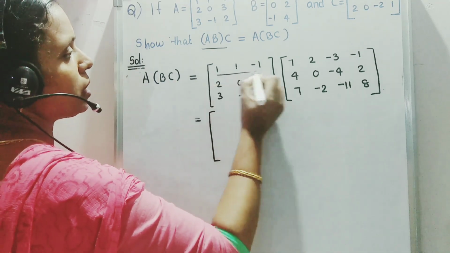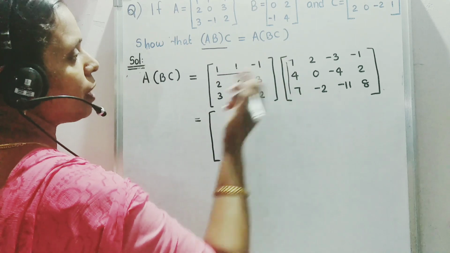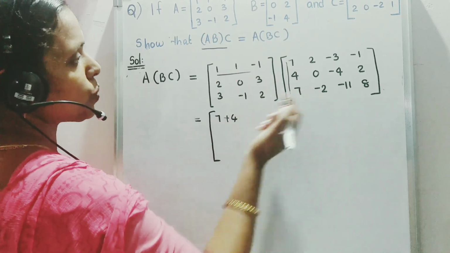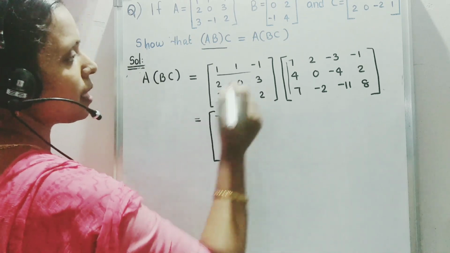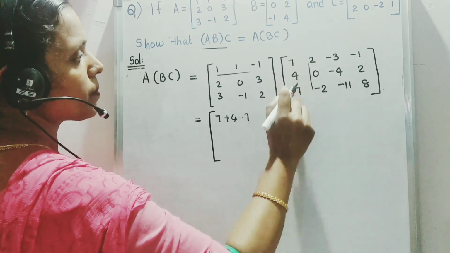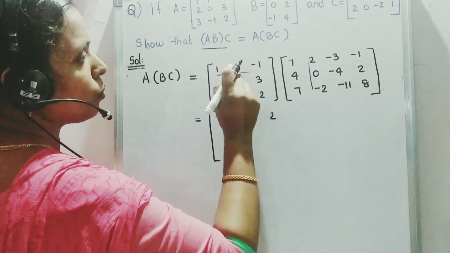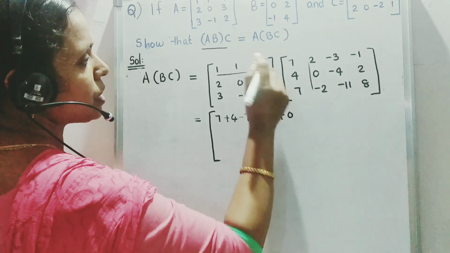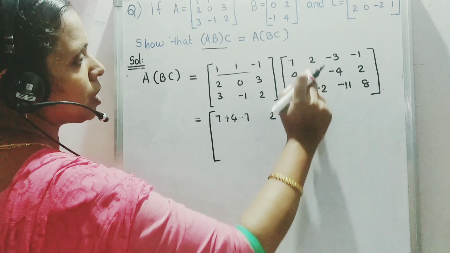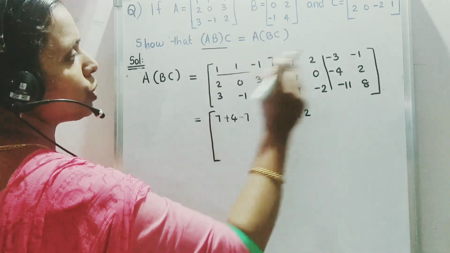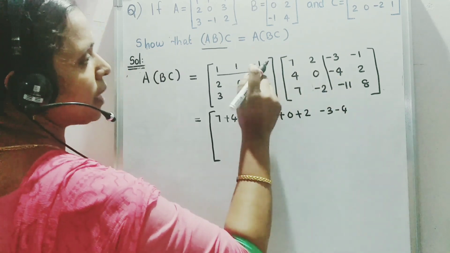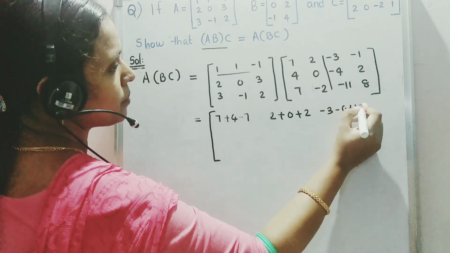Multiply first row with first column. We get 1 into 7, 7. 1 into 4, plus 4. Minus 1 into 7, that is minus 7. Next we multiply with second column. That is 1 into 2, 2. 1 into 0, plus 0. Negative 1 into negative 2, plus 2. Then we multiply third column. That is 1 into minus 3, minus 3. 1 into minus 4, minus 4. Negative 1 into minus 11, plus 11.